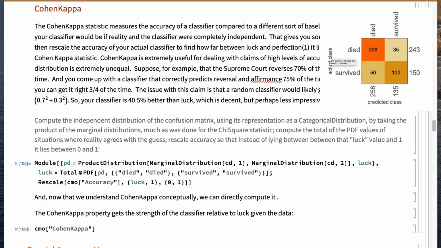Now it's time to talk about one of my very favorite statistics, the Cohen-Kappa statistic. And let me try this out on you.